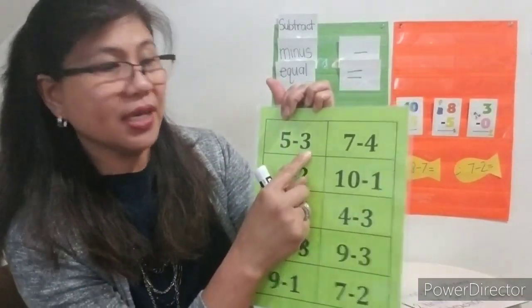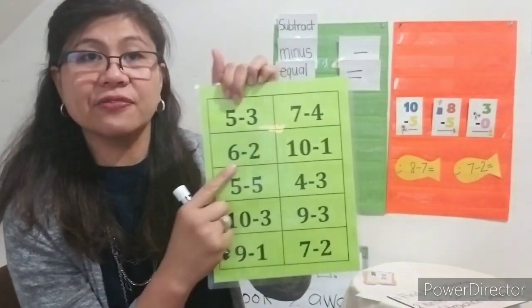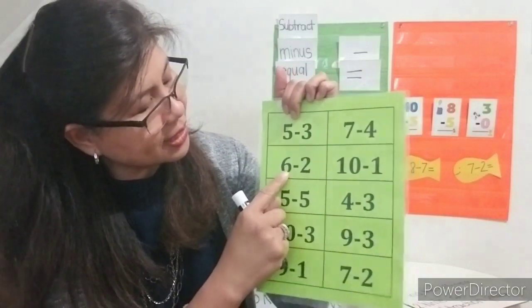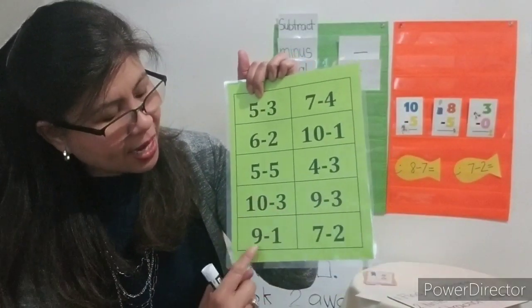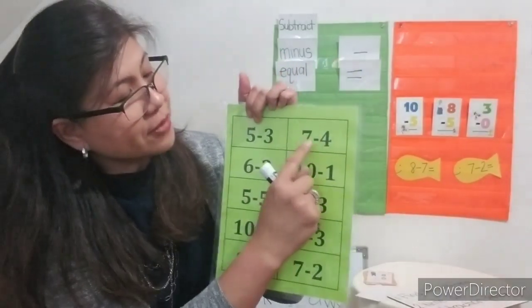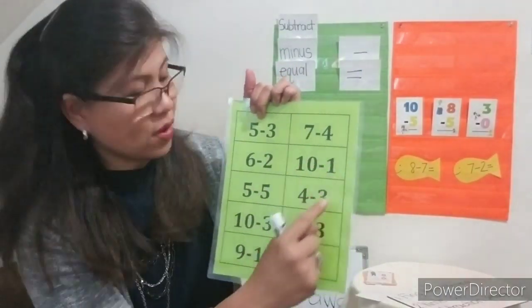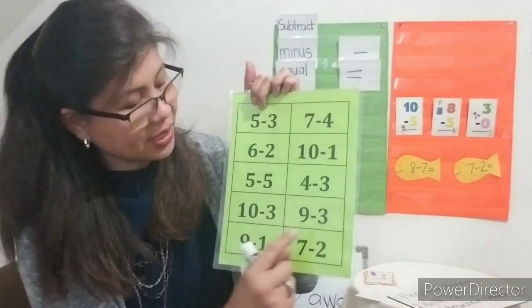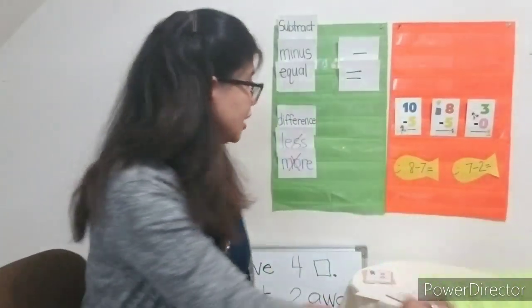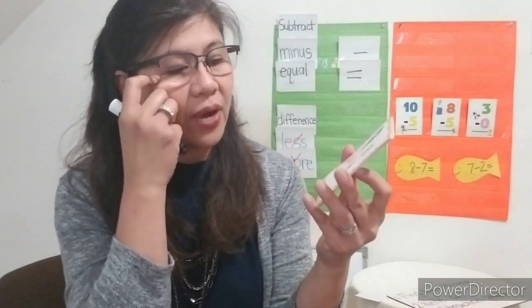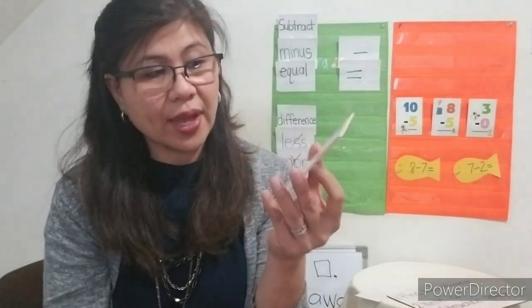5 minus 3 equals blank. I don't know the answer. Find the difference. What's the difference? 6 minus 2, 5 minus 5, 10 minus 3, 9 minus 1, 7 minus 4, 10 minus 1, 4 minus 3, 9 minus 3, 7 minus 2, okay? If you need more, you can do this, okay? Remember, we can write the subtraction sentences this way, okay?